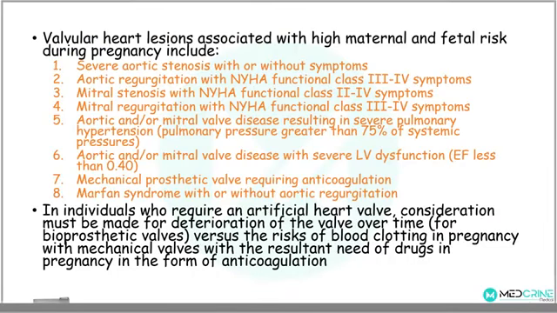Some valvular heart lesions that are associated with high maternal and fetal risk during pregnancy include a severe aortic stenosis with or without symptoms, an aortic regurgitation with NYHA functional class 3 and 4 symptoms, a mitral stenosis with functional class 2 and 4 symptoms, mitral regurgitation with functional class 3 and 4 symptoms, an aortic or a mitral valve disease resulting in a severe pulmonary hypertension, an aortic and a mitral valve disease with a severe left ventricular dysfunction, that is an ejection fraction that is less than 0.4, a mechanical prosthetic valve requiring anticoagulation therapy, and Marfan syndrome with or without aortic regurgitation.